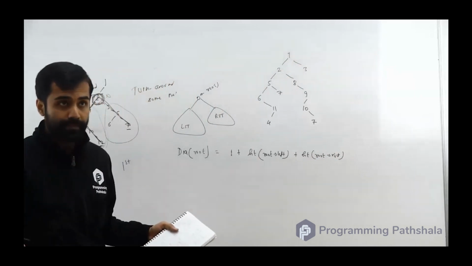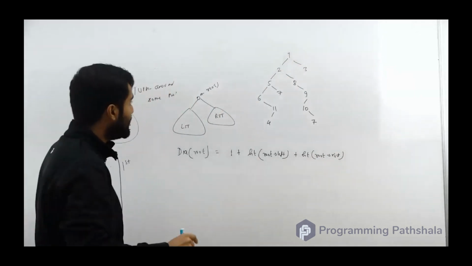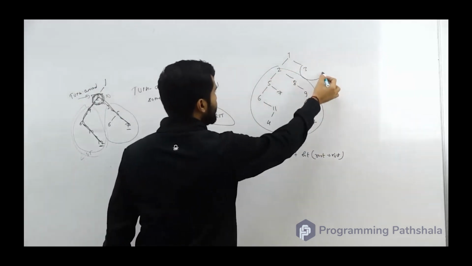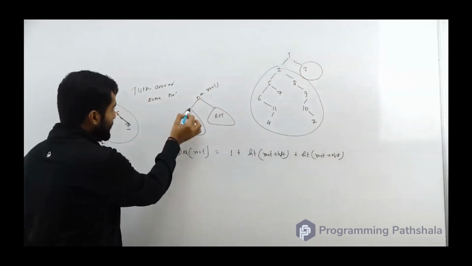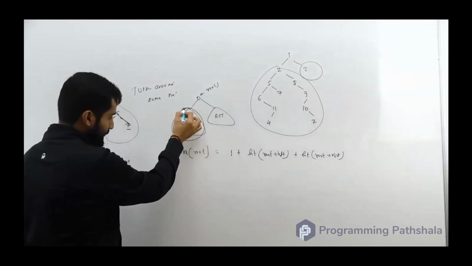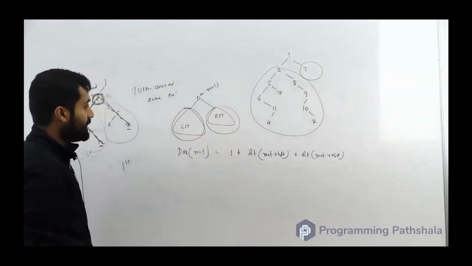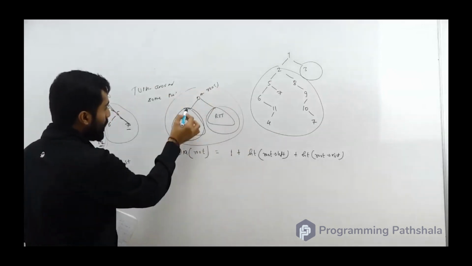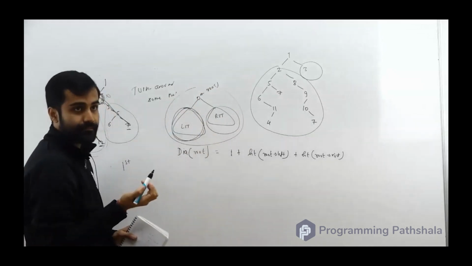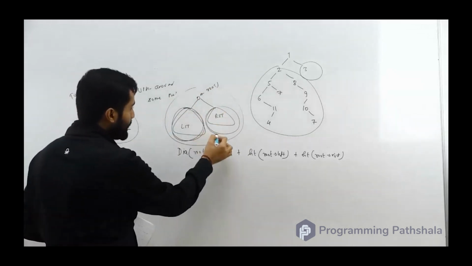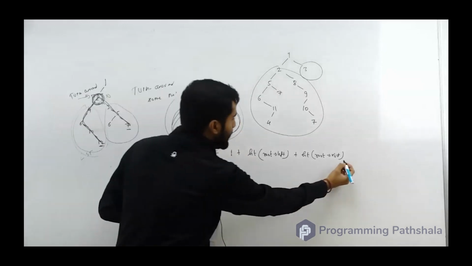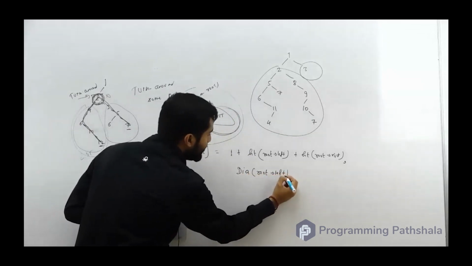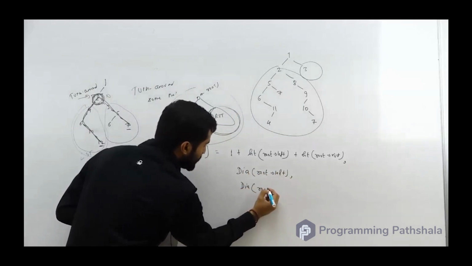So what are the other options? The other options are that my diameter could either be contained entirely in my left subtree, or it could be contained entirely in my right subtree. If dia of root tells me the diameter of this, then dia of root left will tell me the diameter of this recursively. Similarly, dia of root right will tell me the diameter of this. So the second option that I have is dia of root left. And the third and final option that I have is dia of root right.